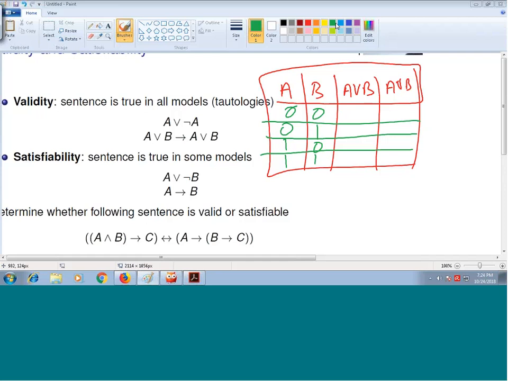Alright, so can you tell me what A or B is? A or B is 0. Then again here I have to copy, and A or B is 1, 1, 1.